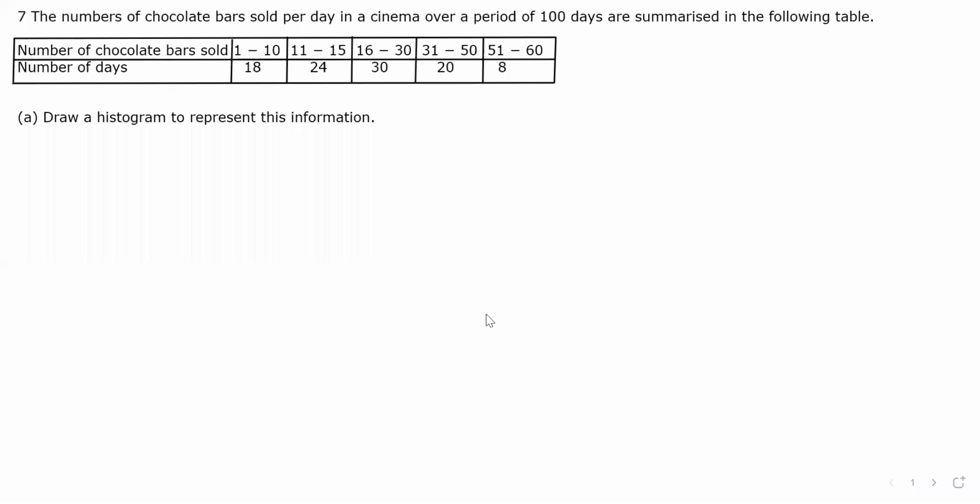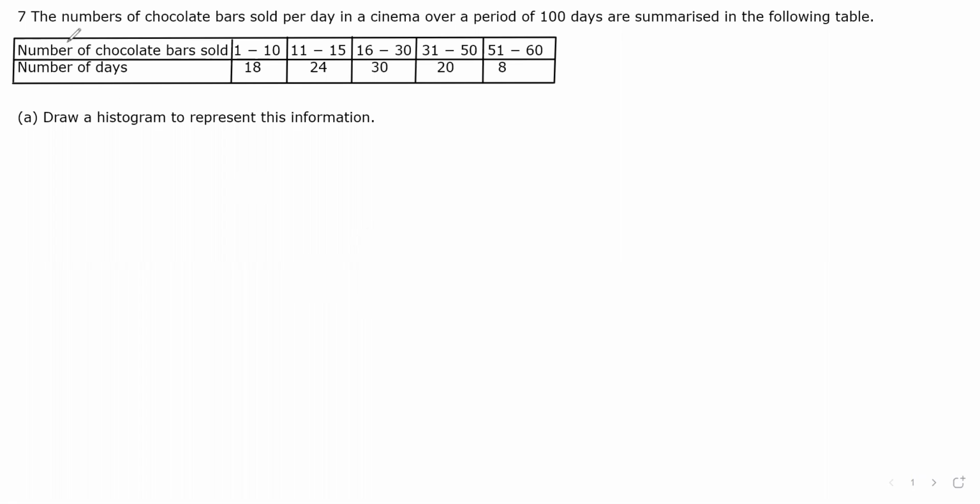We discussed question 7 of A-Level Mathematics Paper 5, Probability and Statistics 1, in May or June of 2020. The numbers of chocolate bars sold per day in a cinema over a period of 100 days are summarized in the following table. Part A: we need to draw a histogram to represent this information.